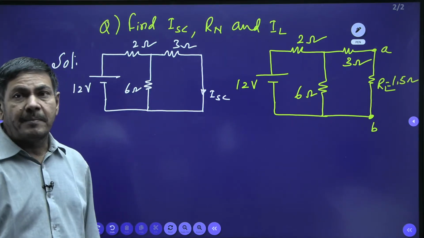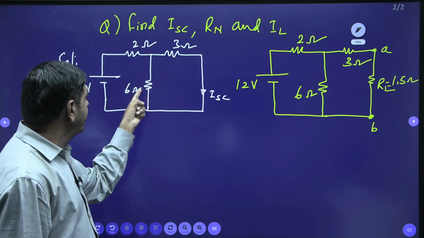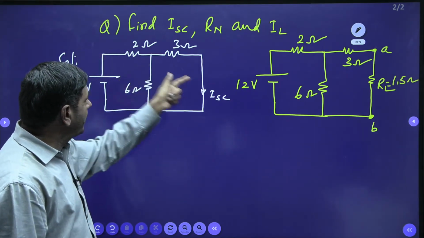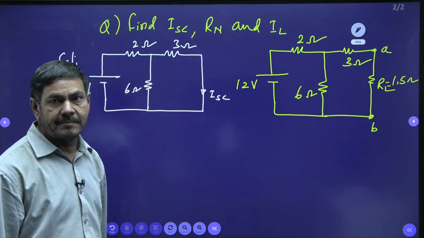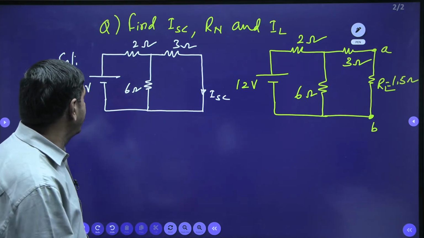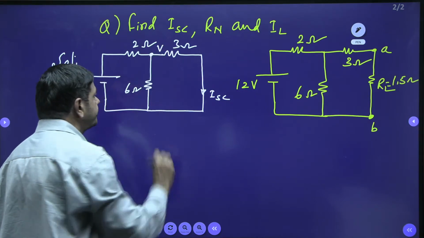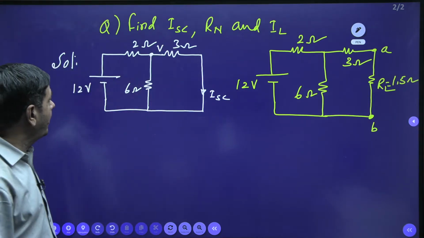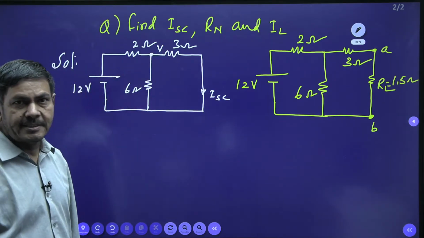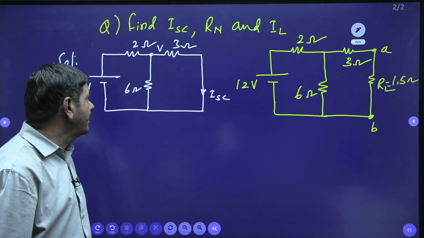This current you can determine by different ways. How? 3 and 6 are parallel and in series with 2 ohm. Then find the total current, and by applying the current divider formula you can measure ISC. That is one technique. Otherwise, you can take this node voltage, which is V. If you know the value of V, ISC equals voltage by 3 ohms. Anyway, you can do it by reducing the circuit or directly by nodal.